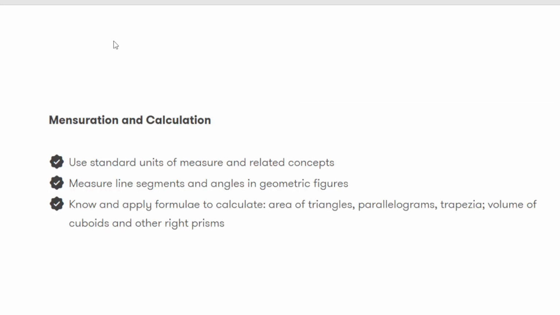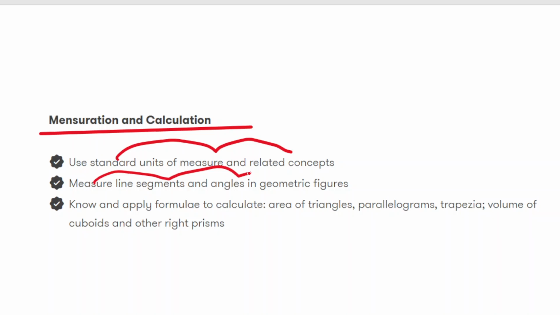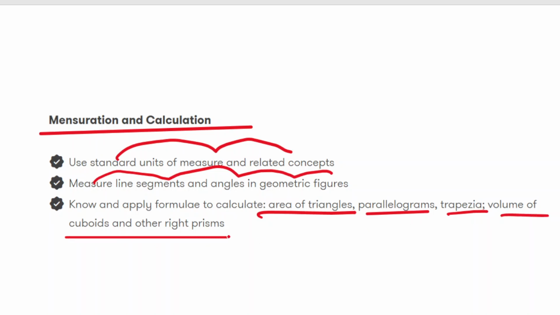Now, what else is there in the GCSE syllabus of geometry? Yeah, mensuration. How can we forget about it? Mensuration and calculation, standard units of measure and related concepts, measure line segments and angles in geometric figures. Know and apply formulae to calculate area of triangles, parallelograms, trapezia, volume of cuboids, and right prisms.